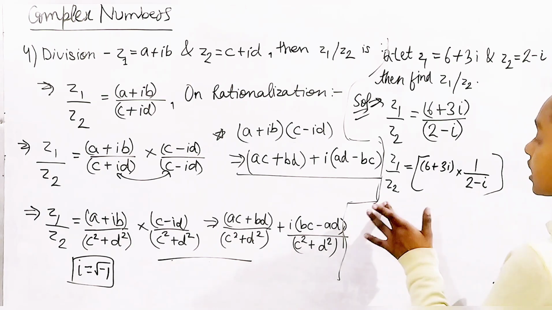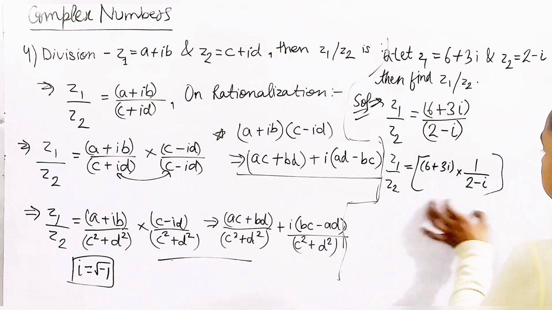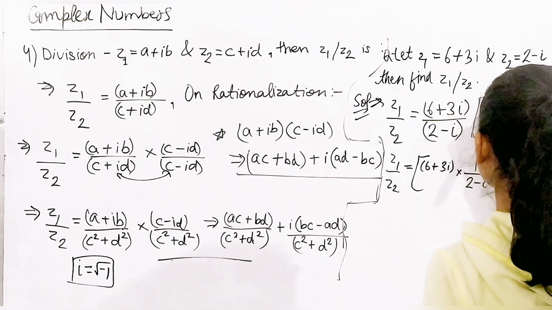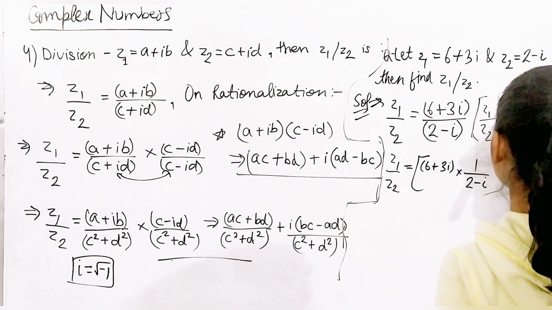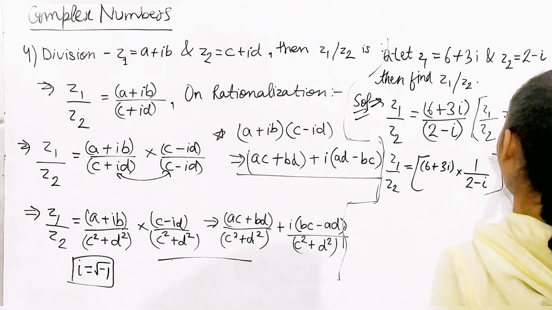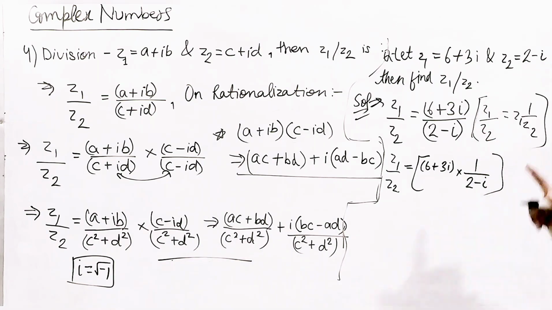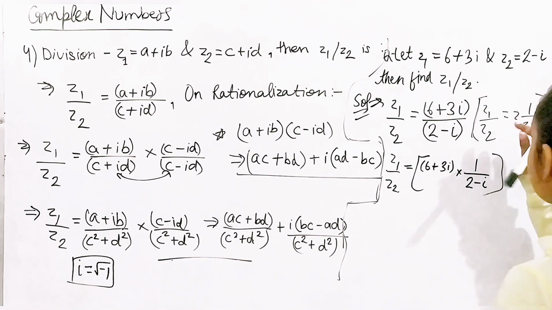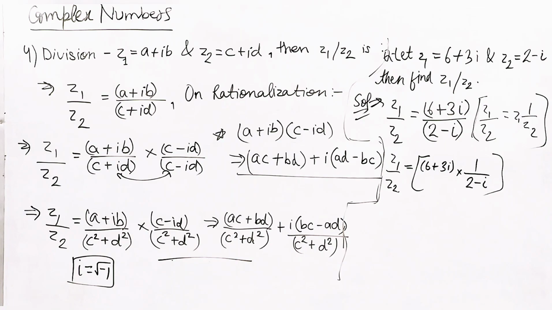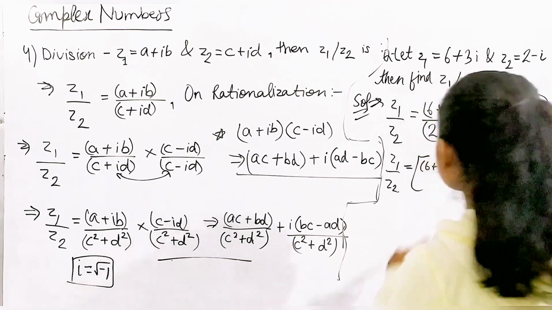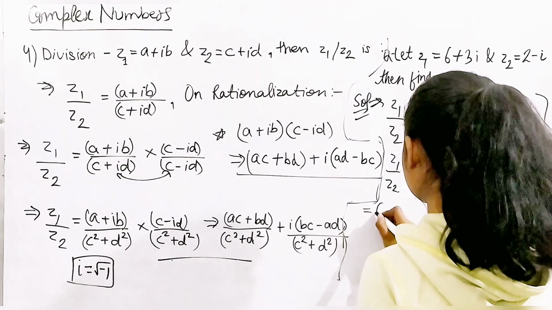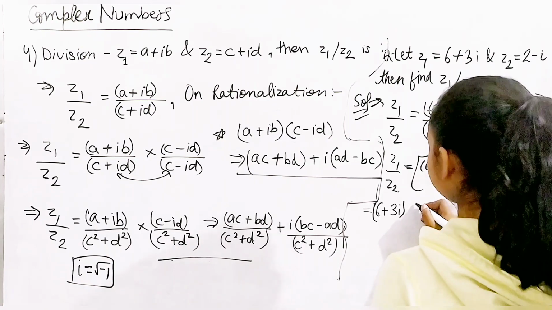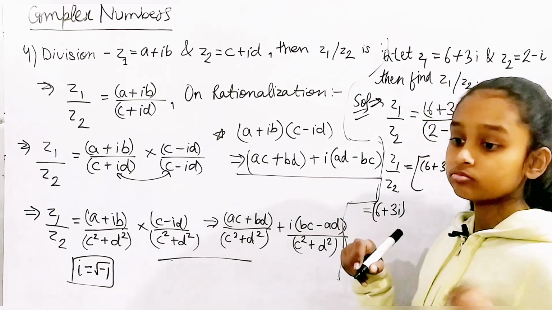So 6 plus 3 iota into 1 by 2 minus iota. Okay, this is clear. So how did I write this? What we used was this: Z1 by Z2 is equal to Z1 into 1 by Z2. This is what I'm using right here, so no need to get confused. It's just another way to find it. As it's equal to this, I can of course write it. So let's solve it. It is 6 plus 3 iota, I'm going to write it here. So 6 plus 3 iota we have here, and this is going to be, what is it going to be?